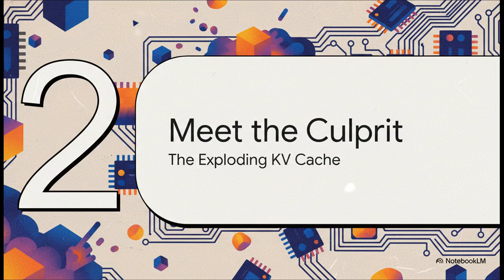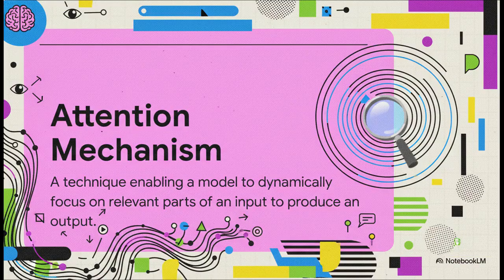Well, let's meet our culprit. It has a super technical name, but its job is actually pretty simple. It's called the KV cache. Now, before we get to the KV cache, we've got to talk about the big idea behind modern AI, the attention mechanism. And don't worry, we're skipping the heavy math here, because the core idea is actually super intuitive. Attention is just how the model figures out which words in your question are the most important, so it can give you a good answer. It's how it knows what to focus on.